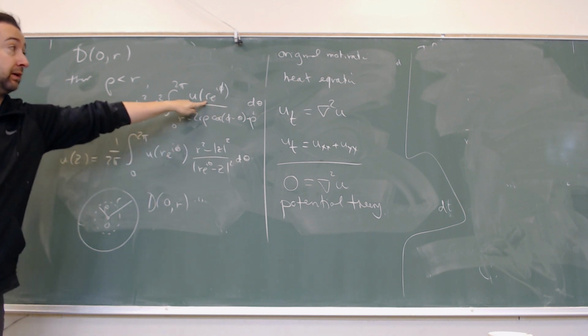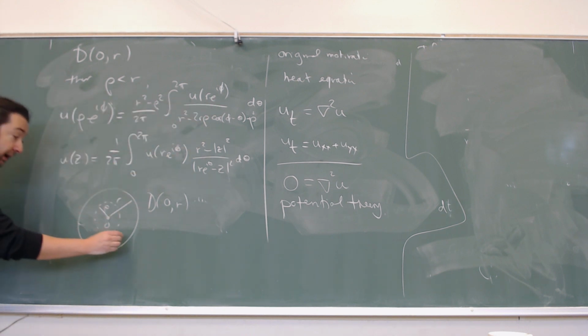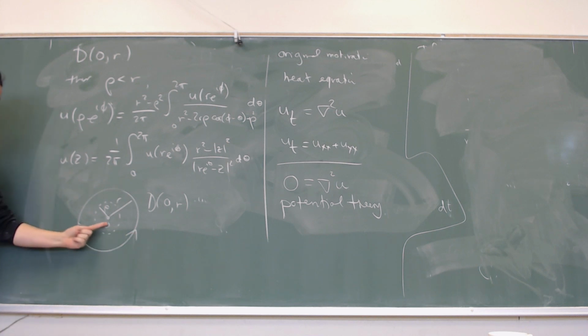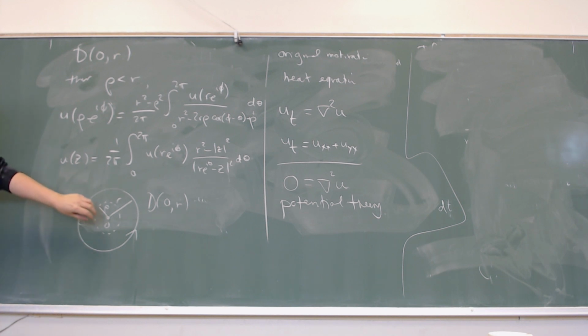This is around the outside. R e to the I theta means that you're tracing the outside of the circle to get the values on this inside circle. Right? Which means that you could take this formula and let rho run from 0 all the way out to r, and you're going to fill out the circle with all these values in the interior. Does that make sense? Hopefully.